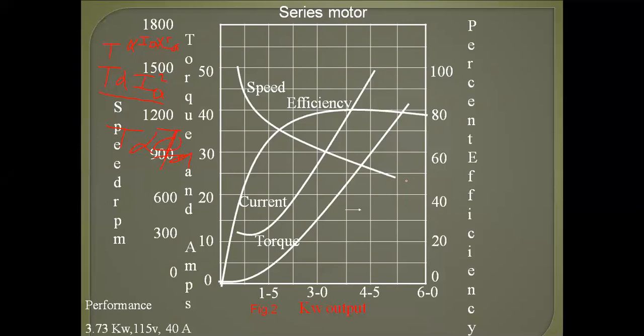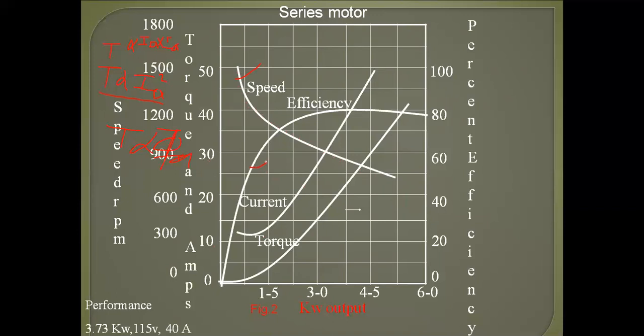Then coming to the performance curves of the DC series motor, there are four important characteristics, namely torque, speed, current and efficiency, each plotted against useful output power. The speed of the series motor, please see this curve. The speed of a series motor falls rapidly with increase in load. So a series motor is not suitable for services requiring constant speed.